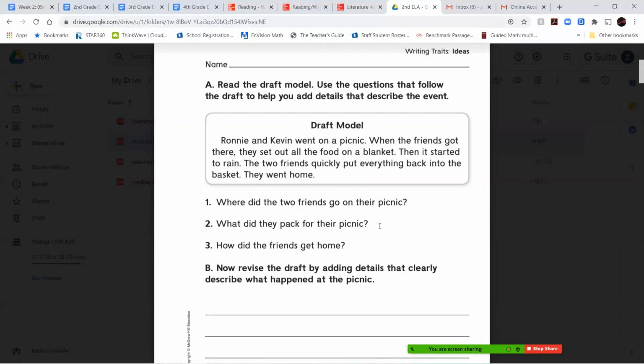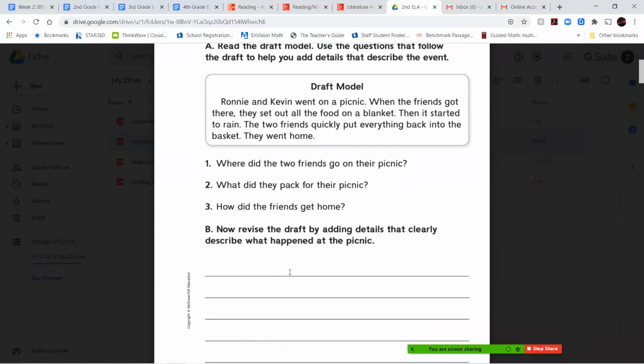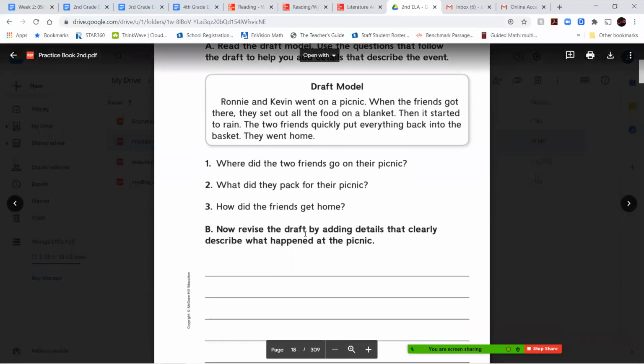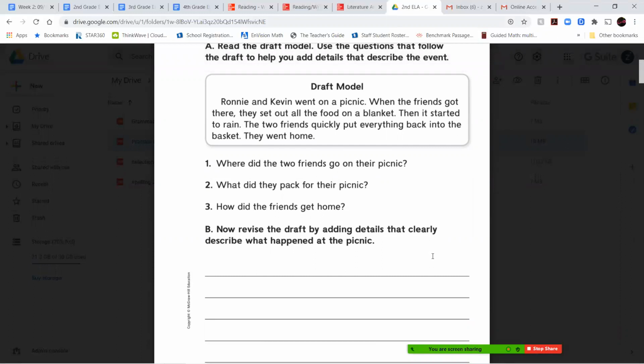And the third question says, how did the friends get home? So by the end of the story, it just tells us that they went home, but it doesn't tell us how. Maybe they rode their bikes home. Maybe they walked or ran home. Maybe they took a bus home. Maybe they were on a skateboard. So you can come up with a bunch of different ideas so that when you go back and now you're going to revise or rewrite and make it better, you're going to rewrite your draft model by adding the details that describe what happened at the picnic.